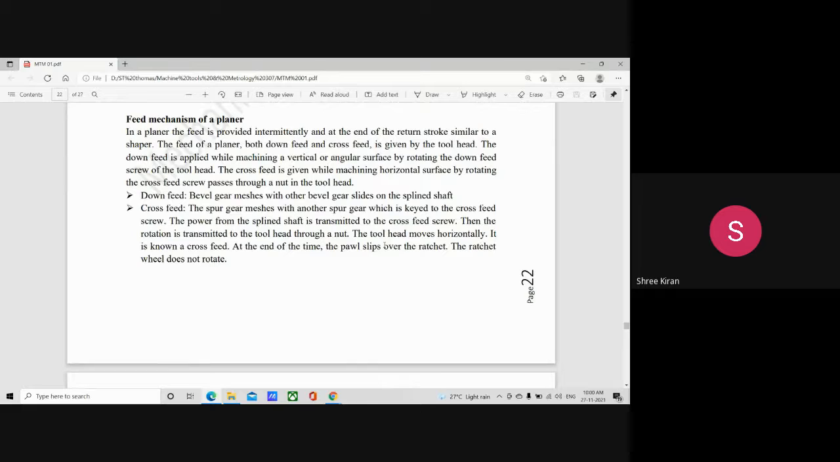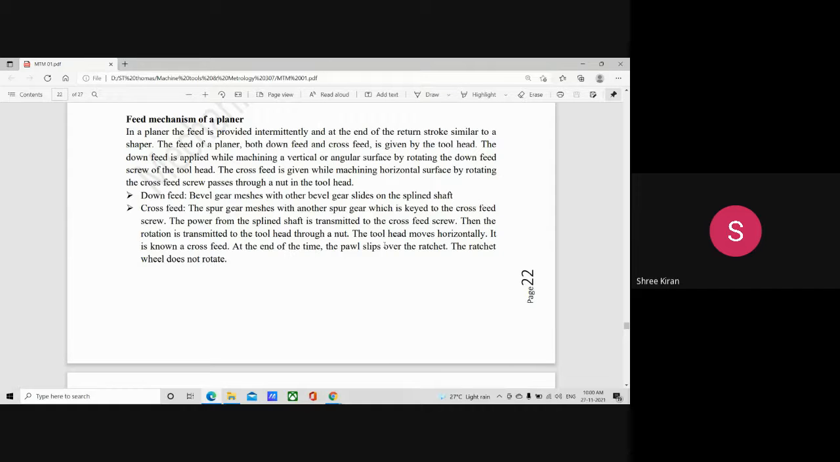Now for extra information, the power from the spline shaft is transmitted to the cross feed screw, which we discussed in the paragraph above. Then the rotation is transmitted to the tool head through a nut, which we have also discussed. Now the tool head moves horizontally. So automatically the tool head moves horizontally, and this is known as cross feed.